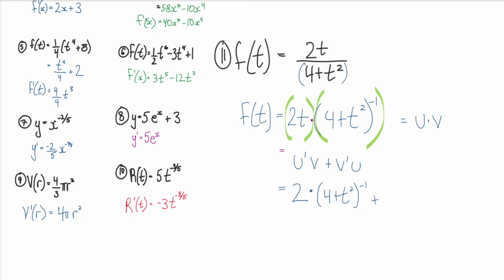times v. So we have to keep that original, that whole thing. And then plus, okay, not bad, we're already halfway there. Plus v prime. Now that's the ugly one, but do we agree that there's going to be at least a 2t there? Now the derivative of this is the derivative of the outside times the derivative of the inside. So we get a negative 1 times a 4 plus t squared to the minus 2. That's the derivative of the outside. Now the derivative of the inside is 2t, right?